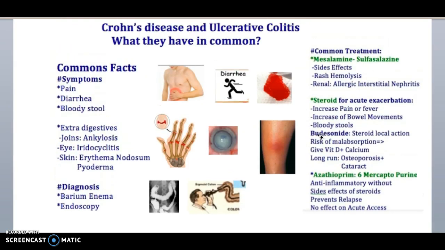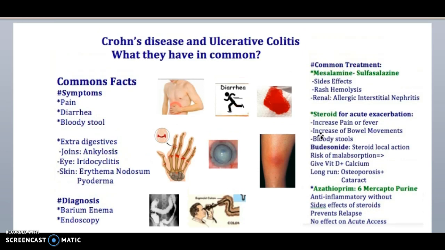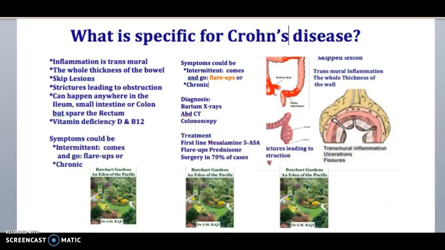So what do they have in common? Common symptoms are pain, diarrhea, and bloody stool. Extradigestive manifestations: in the joints you'll find ankylosis, in the eyes you'll find iridocyclitis, and in the skin you'll find pyoderma gangrenosum. So that is important to note. For diagnosis, you can do a barium enema or an endoscopy.